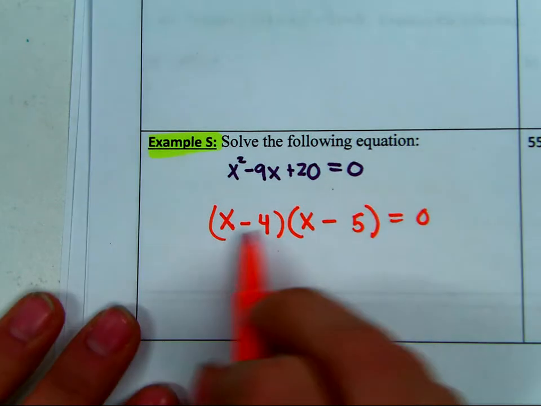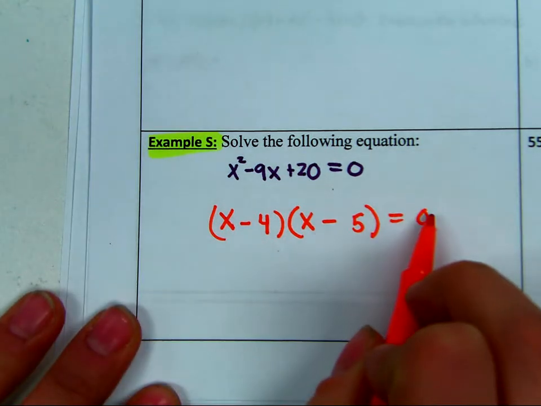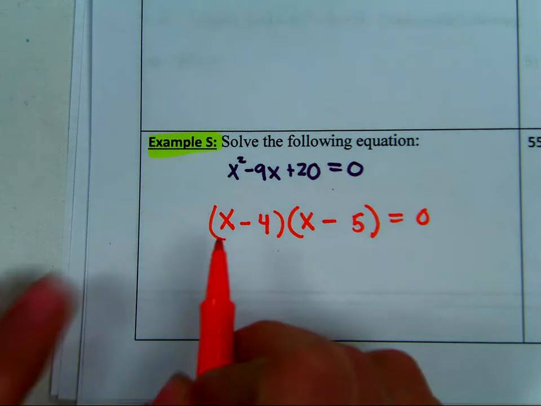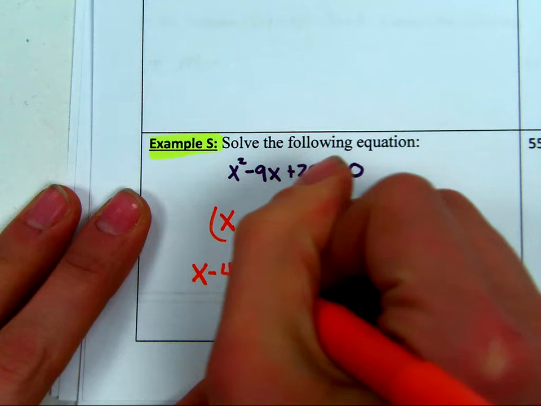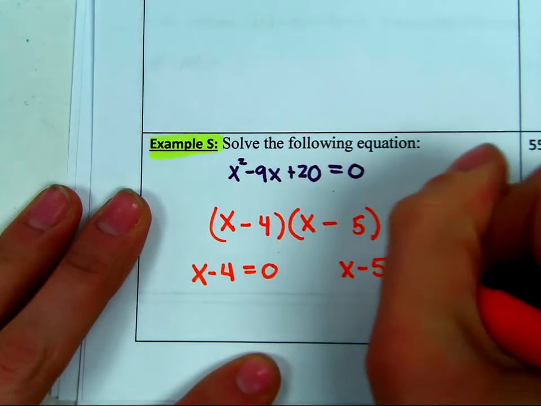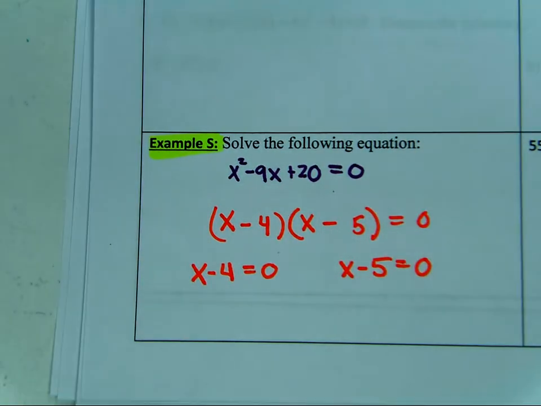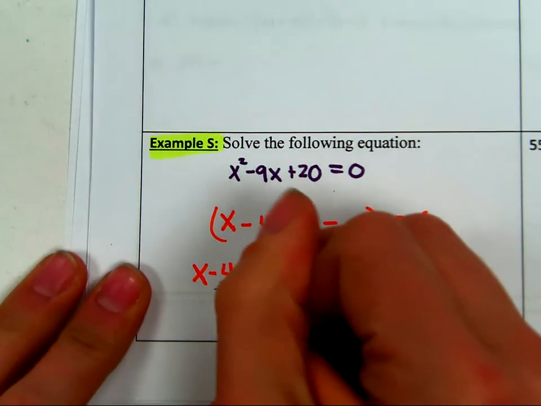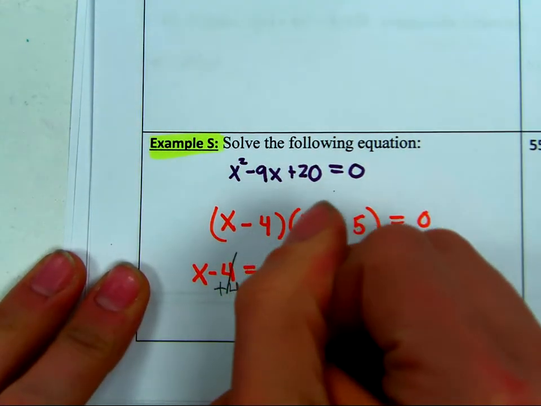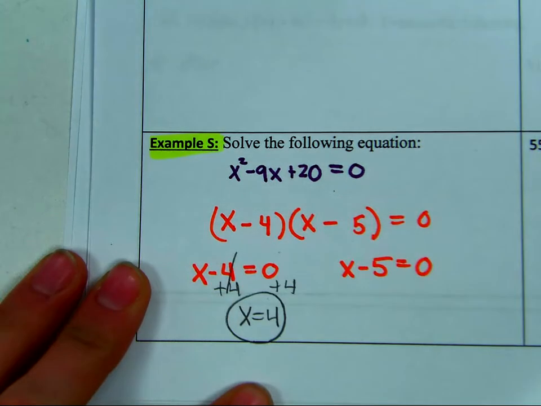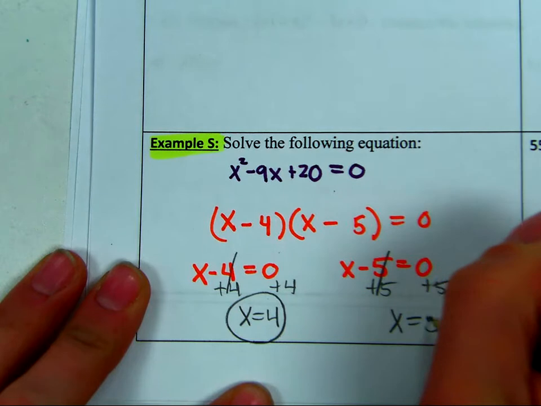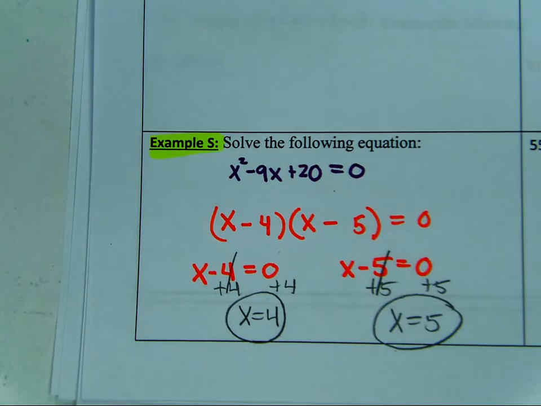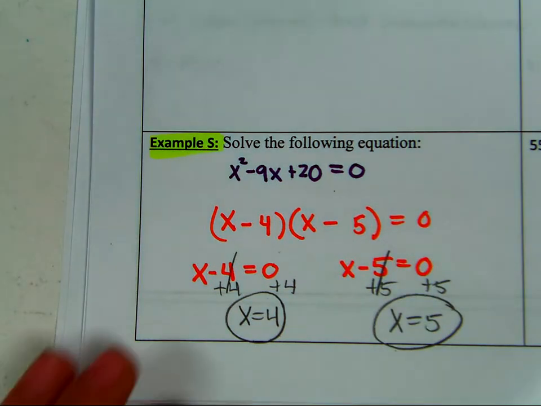If you're multiplying two quantities together and the answer is 0, it's called the zero product property. You could take each of these parentheses and just set them equal to 0. x minus 4 equals 0 and x minus 5 equals 0. And you could solve for x from there. You could add this 4 to the other side and you get x equals positive 4. Over here we can add 5 to both sides and you end up with x equals 5. Those are our two answers to example S.